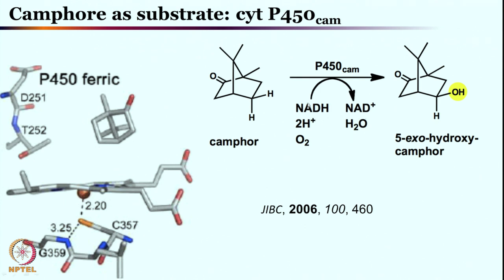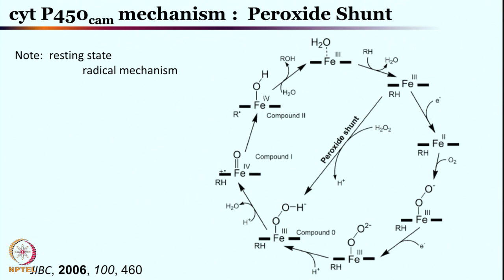As you can see, the overall process needs 2 electrons, because we are starting from the resting state of the enzyme, which is iron 3+. The 2 electrons are supplied by the NADH in that pool of electron pushing towards the cytochrome P450 site. You also need 2 protons, and nothing will happen in the absence of oxygen. So oxygen, 2 protons, and 2 electrons give rise to water and the hydroxylated substrate product. As we have seen the mechanism before, we will discuss it one more time very quickly here.